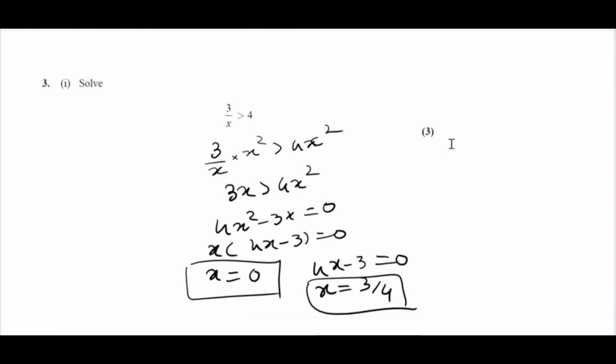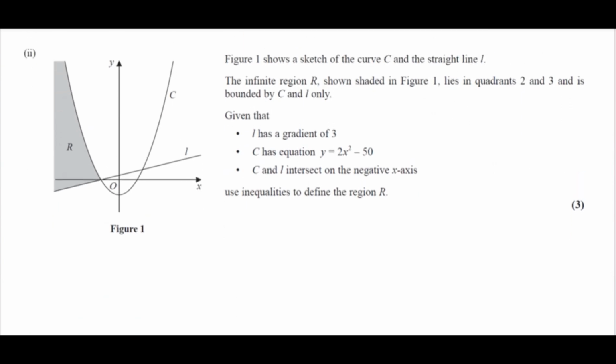Okay, now move to the B part of this question. So as you can see here, figure 1 has a sketch of the curve C and the straight line L. We have this region R here. We know three things here: L has a gradient 3, the curve equation, and C and L intersect on the negative axis. So here, now use inequalities and define the region R.